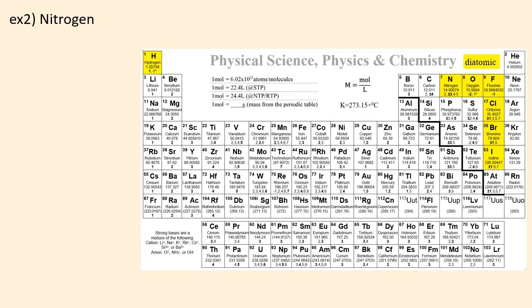Example 2 is nitrogen. I go to my periodic table, I see nitrogen is a diatomic, so I can't write just N. Since it's a diatomic, I would write N2. Example 3, I have F2. I go to my periodic table, I find F, I see it's a diatomic, so if I have F2, I call it just fluorine.